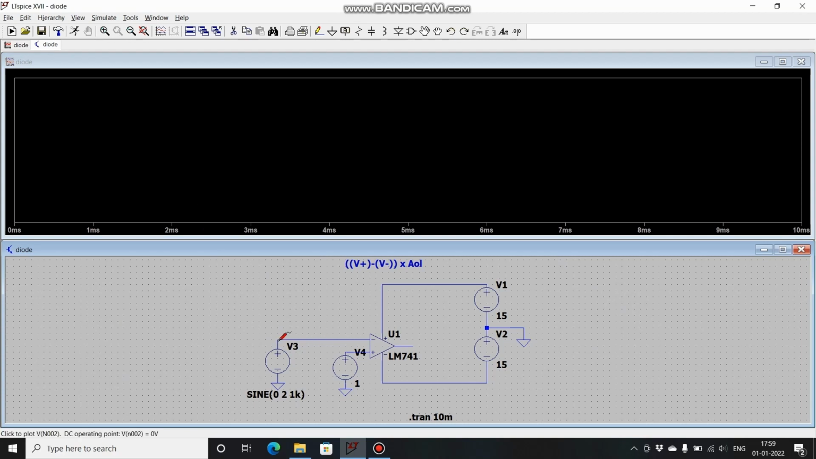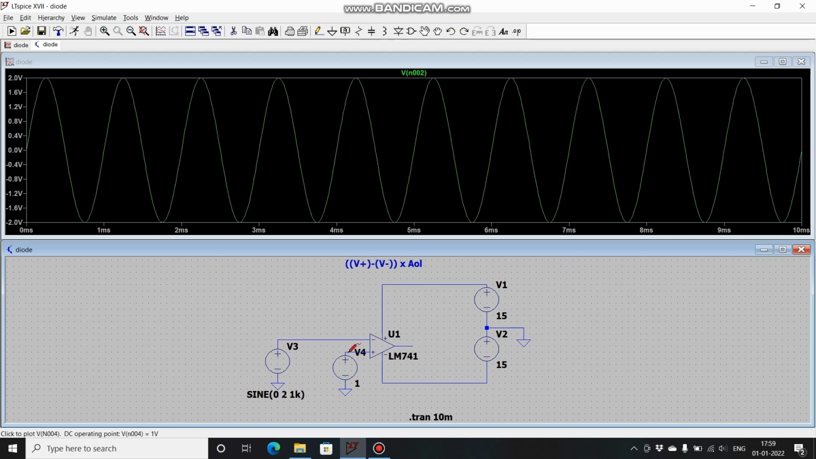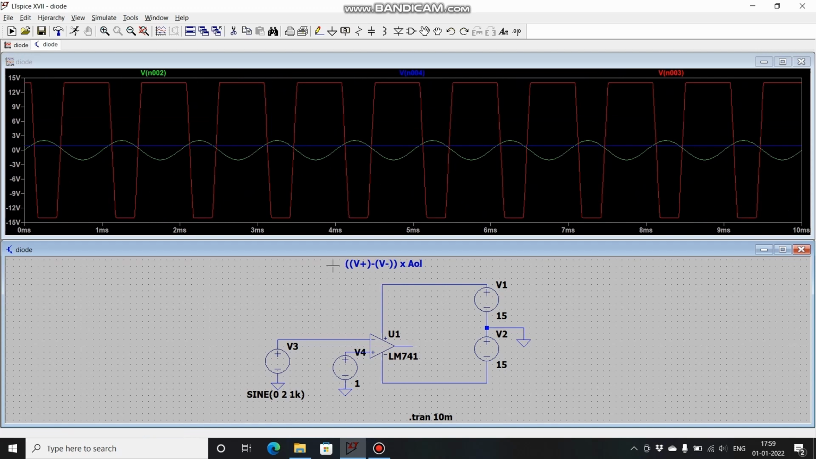This is our input signal, this is the reference and this is the output. You can clearly see that when the sine wave is having amplitude more than the reference, we are having a negatively saturated output, and whenever the sine wave is having voltage less than this set reference, we are having a positively saturated output. Now let's do a slight modification in this.